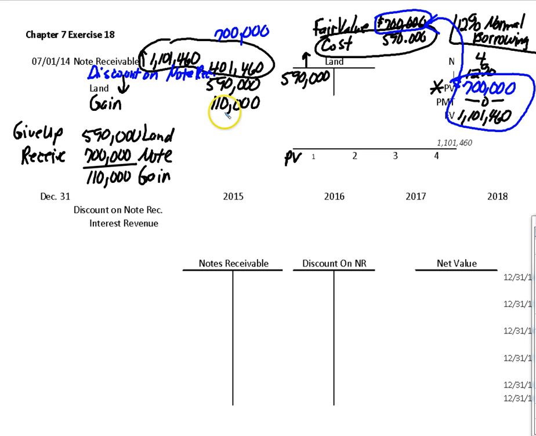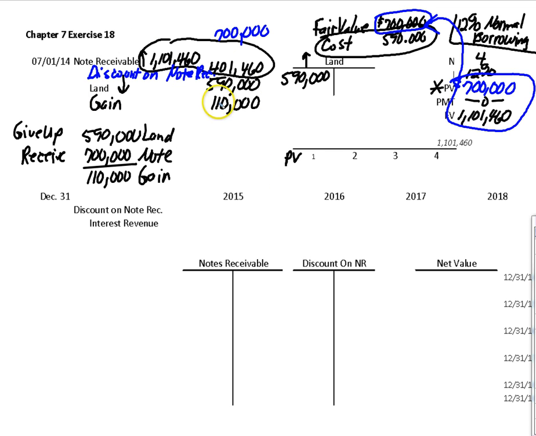$1,101,460. Now another way is that I could have just said, okay, I have a debit here. These two credits, they don't equal. I still need another credit. I need a credit of 110. Well, if it's a credit, that's a gain. So I could have also just not solved for it this way, but just let the debits and credits balance out. We needed a credit to balance. If it's a credit, it's a gain. If I had needed a debit to balance, it would have been a loss.